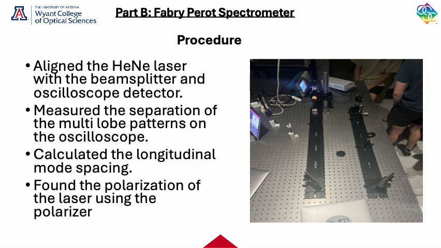Moreover, as shown in the setup on the right, we used the HeNe laser in combination with the beam splitter and the oscilloscope detector in order to measure the wavelength versus intensity peaks for the propagation of the laser. Additionally, to find the polarization of the laser, we used a linear polarizer, adjusted the orientation until the intensity of the peaks went to 0.